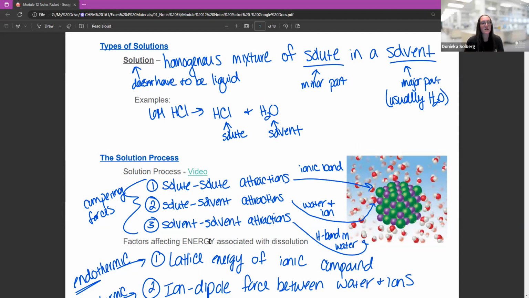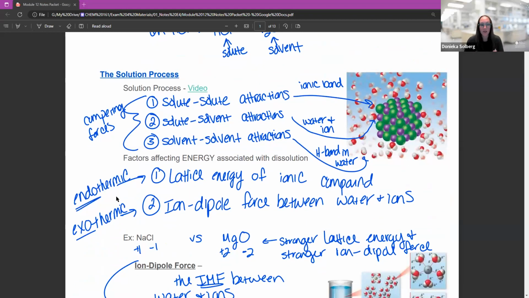So the factors that affect the energy associated with what we call dissolution, or dissolving. Some are endothermic and some are exothermic, like I mentioned. The lattice energy of the ionic compound is going to be an endothermic process, because we have to break this Na plus Cl minus bond. We have to actually pull those apart, and it requires energy to break a bond. Okay, so that part is endothermic.